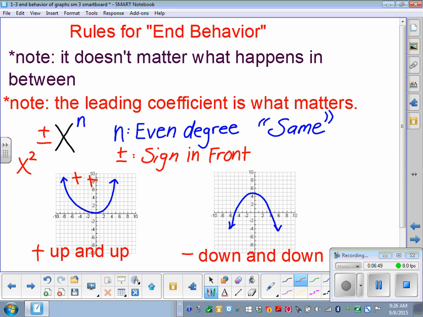So looking at this, 2x to the 4th. The first thing you check is the even degree. Does everybody see how 4 is an even degree? So we know it's either going to be up and up or down and down. Then look in front. Is it a positive 2 or negative 2?